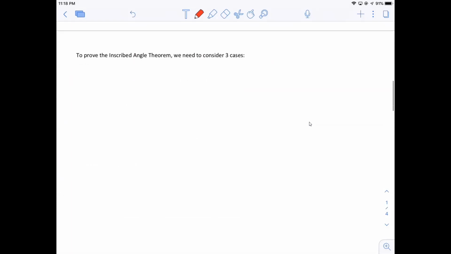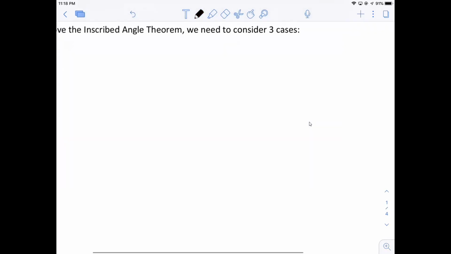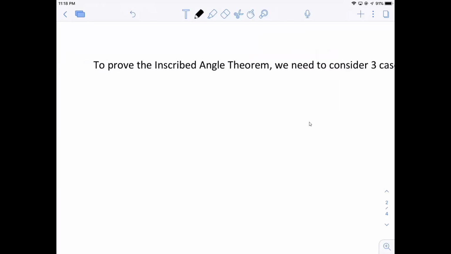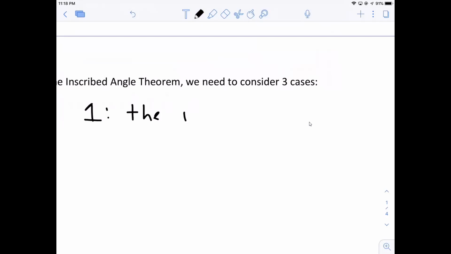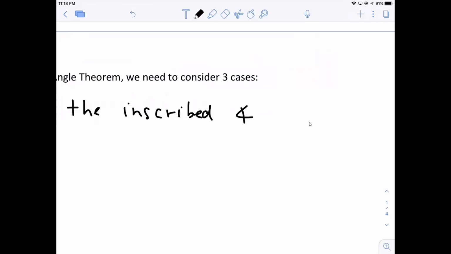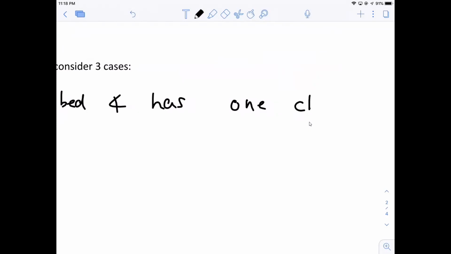So to prove this theorem, we actually need to consider 3 cases. They're all very similar, so we're just going to write out a formal proof for the first case, and then we'll just analyze the other 2 cases. All right, so let's take a look at case 1. This first case is when the inscribed angle has one chord that is a diameter.